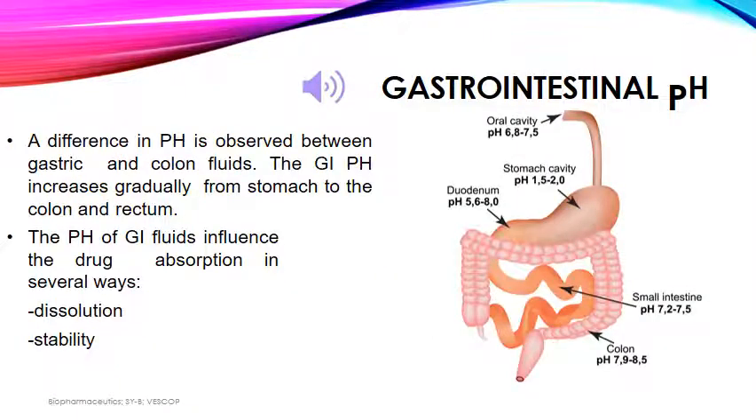In this diagram, as we go down from the stomach to the colon and rectum, we see a gradual increase in the GI pH. The next factor which affects absorption is gastrointestinal pH. The disintegration, dissolution, and absorption of dosage forms is clearly influenced by the gastrointestinal pH. Let us take an example of an enteric coated tablet.